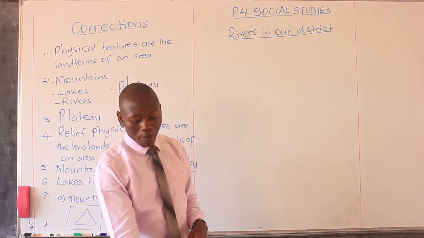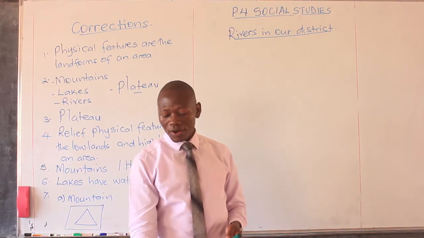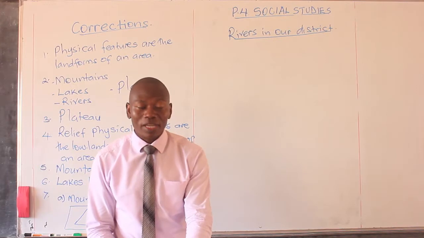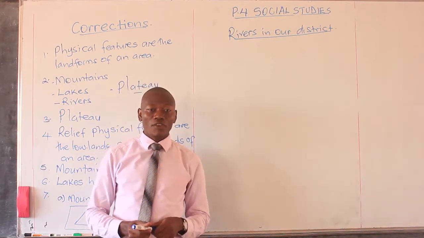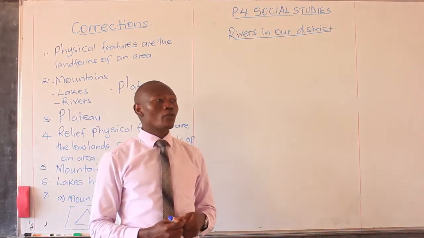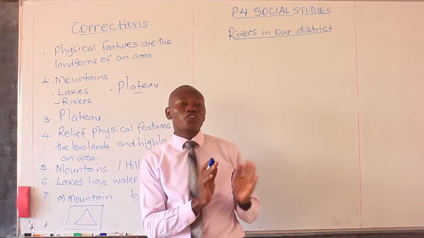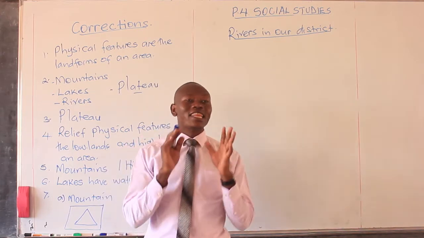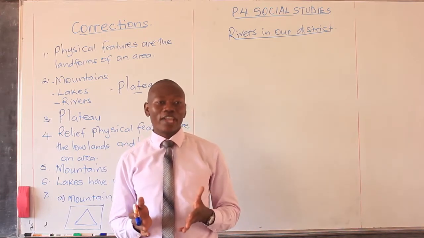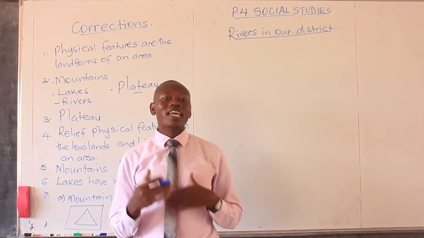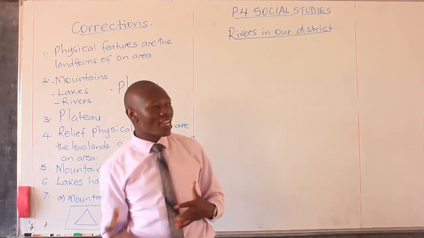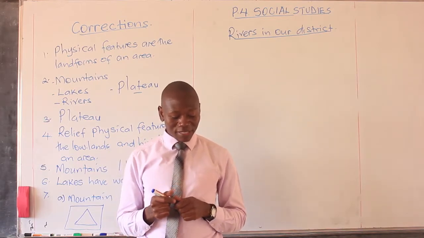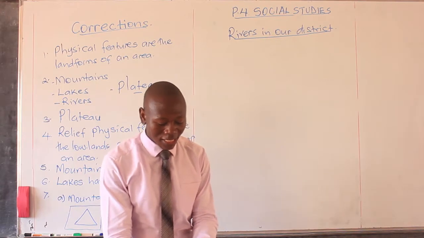The first type we can talk about is seasonal rivers, and we have permanent rivers. We call them seasonal because they flow during only a certain season. And we call them permanent because they are there forever. They cannot go anywhere. They exist all throughout the year. That's why we call them permanent. We shall have other names as we have a look at them.